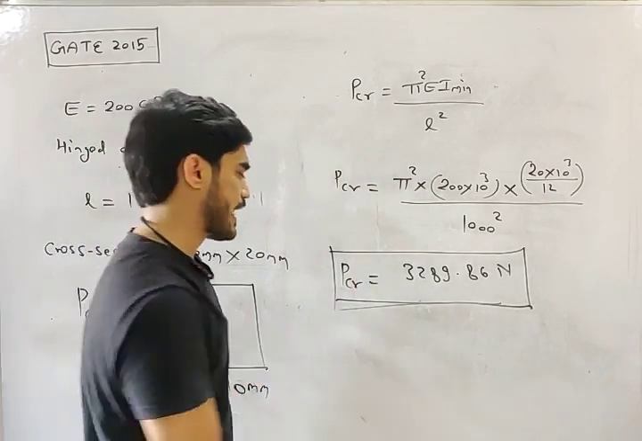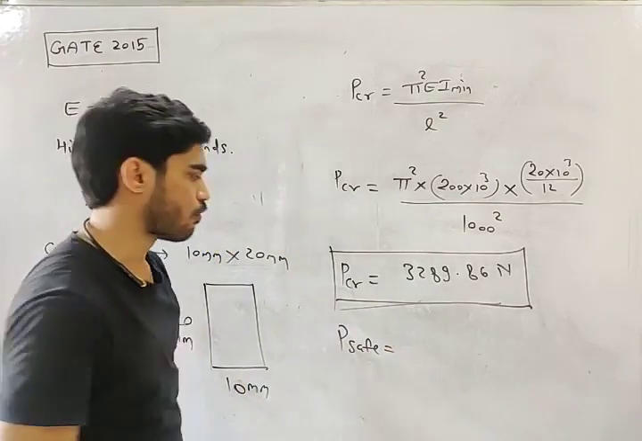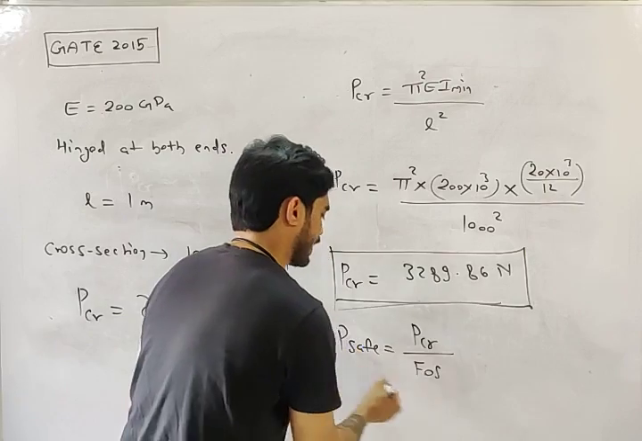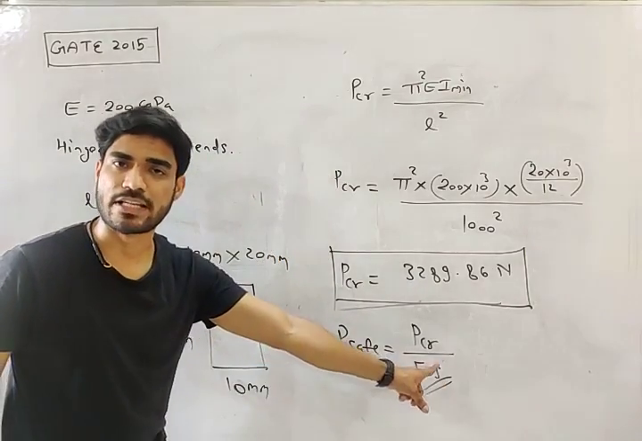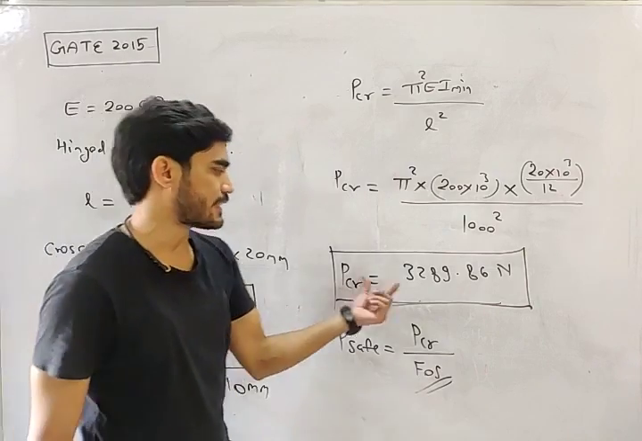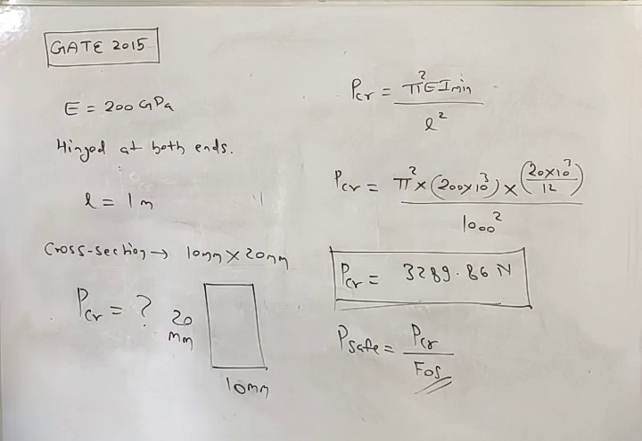If they ask you safe load, if in any question they ask you to calculate safe load, what you need to do? P critical divided by factor of safety. If factor of safety is given in the question and they are asking safe load, what you need to do? First calculate P critical, then P critical divided by factor of safety, my friend.